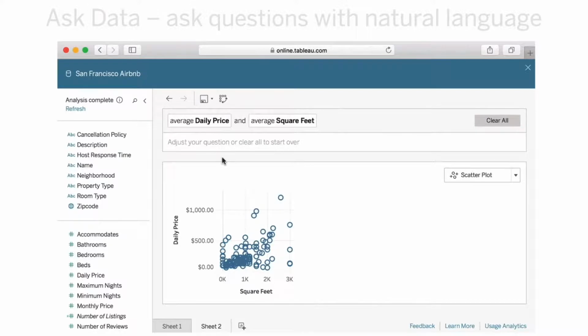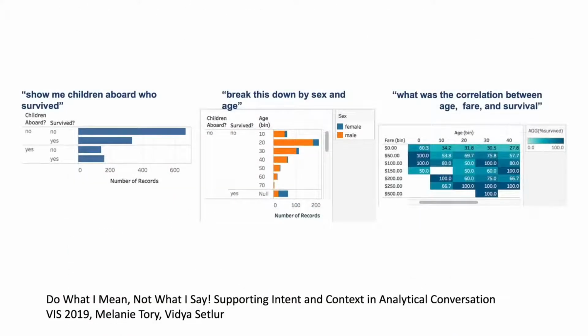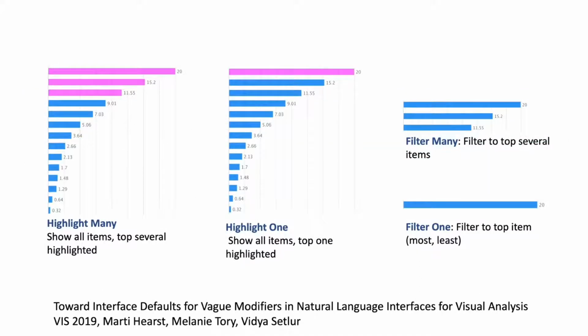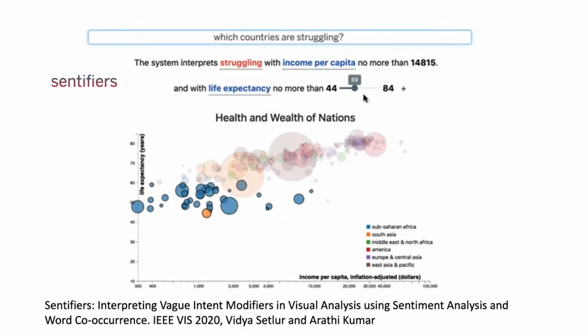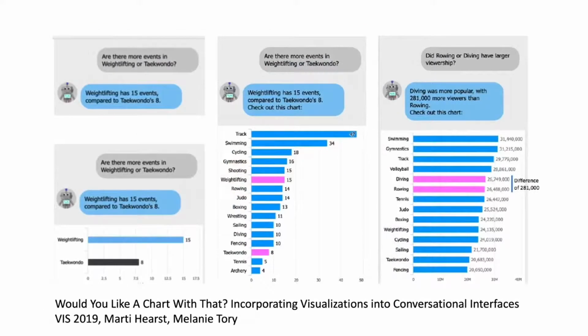However, there is much more to do. We need to explore better ways to determine intent and leverage context. We need to learn how the system should respond to vague modifiers like many, most, big. We're exploring using sentiment analysis to help people interpret vague intent modifiers. Chatbots offer different challenges and opportunities for data conversations.